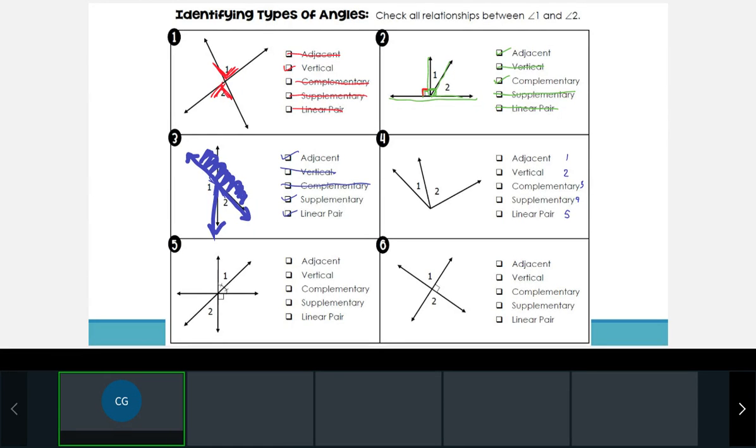So since we don't know it's 90, complementary is not an option. They're not making a line. Right? This is clearly not a straight line. So it's not supplementary or a linear pair. Vertical angles have to be across from each other, like up here in number 1. So they're not vertical. So if you said adjacent, you were correct. If you didn't say adjacent, put a little star here because these are relationships that you should definitely study. I'm going to leave number 5 and number 6 there for you to practice on your own because we need to move on to the next one.